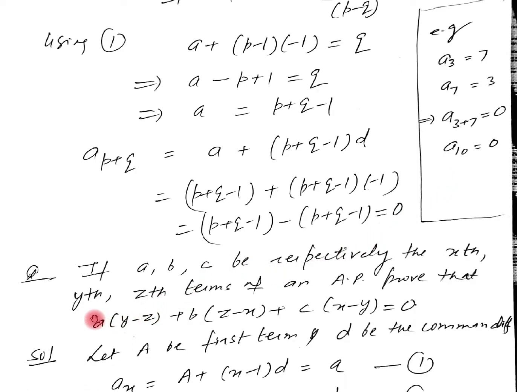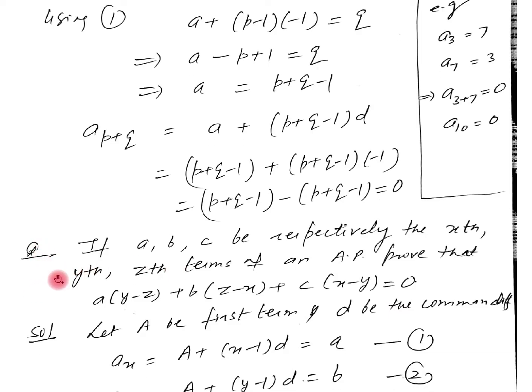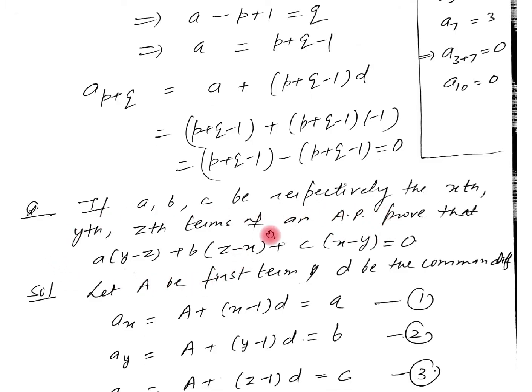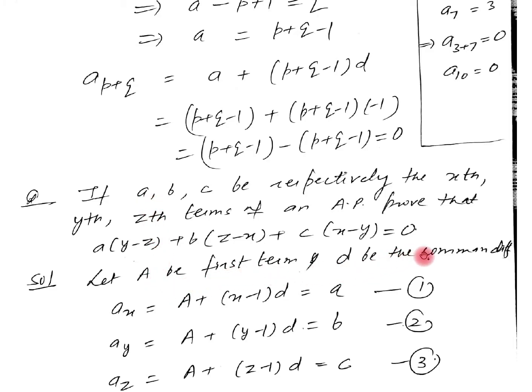Now here let us see another question. If a, b, c be respectively the xth, the yth and the zth term of an AP, prove that a into (y minus z) plus b into (z minus x) plus c into (x minus y) equal to 0. Again we have to use the same concept, but the level of the question has been changed. Now here small a, b, c are already given in the question. Now again the first term and the common difference are not given. I am assuming let capital A be the first term because small a is already used in the question. Be careful about it. Let A be the first term and D be the common difference.